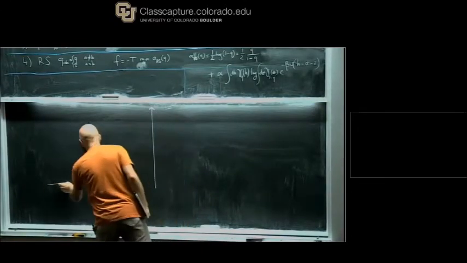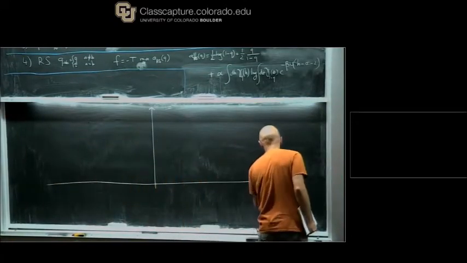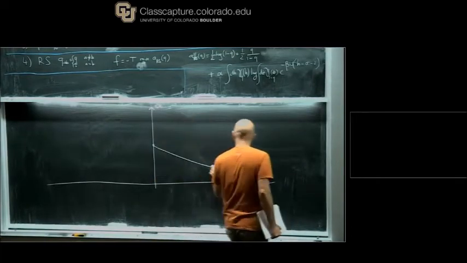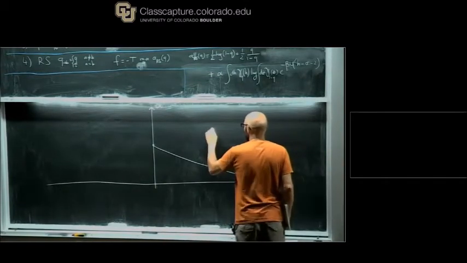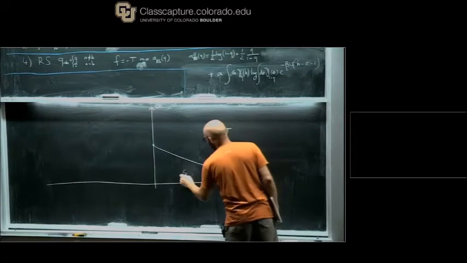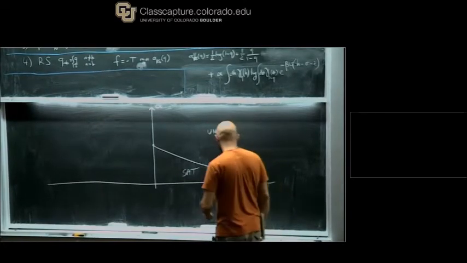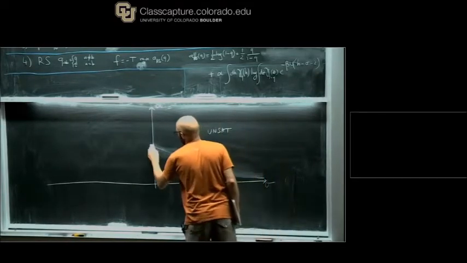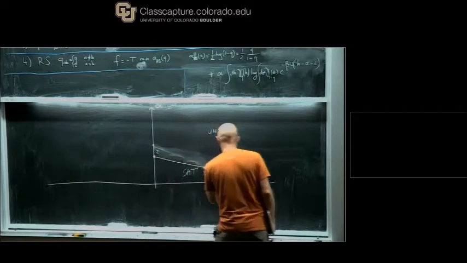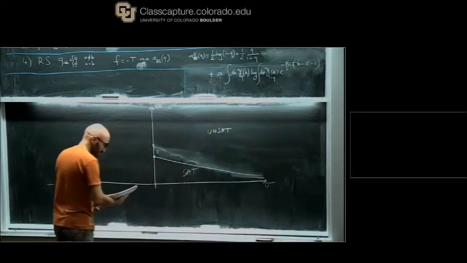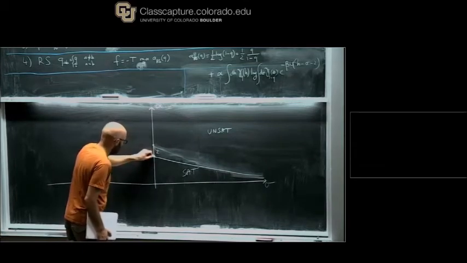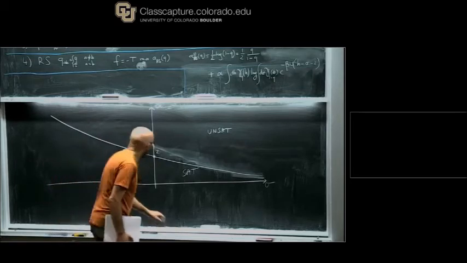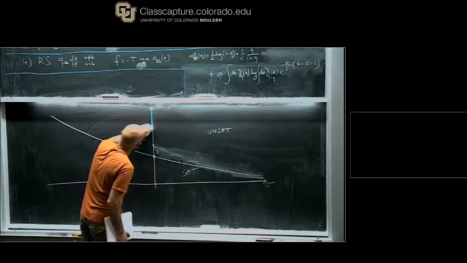As a function of alpha and sigma, here is sigma, here is alpha. So we have this line. Here is unsat. Here is sat. So here is 2. The line is going like that. And then on this side, what's going to happen? There will be a continuation of this line. Then here I have a transition.